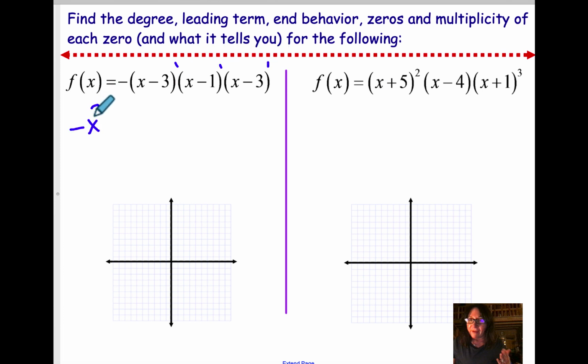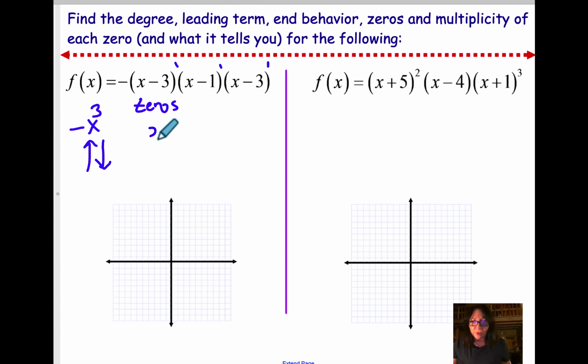And my leading term is negative x cubed. That means that my graph is not right arm up. It's right arm down and left arm up. My zeros, I don't have an x in front, so that is not a 0. A negative sign does not mean I have a 0. A negative sign just means it's flipped across the x-axis. So here are my zeros, and you would write those down.